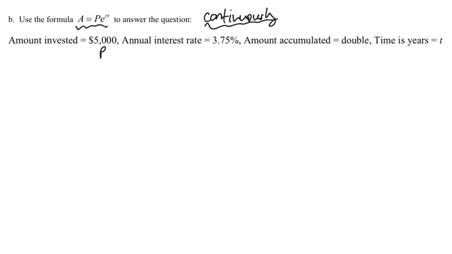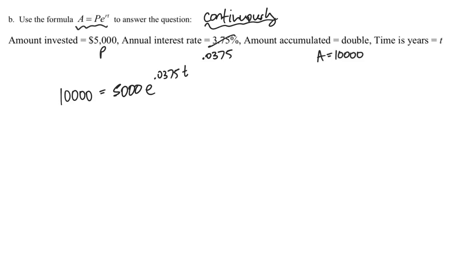And so the amount invested, that's going to be my P. It's going to be 5,000. My interest rate is going to be 0.0375 as a decimal. My amount accumulated is going to double. So that means that my A is going to equal double of 5,000, which is going to be 10,000. And we are looking for the time in years. And so using this formula, we're going to have 10,000 is equal to 5,000 e to the 0.0375 t, and we're just going to go about solving this equation for t.